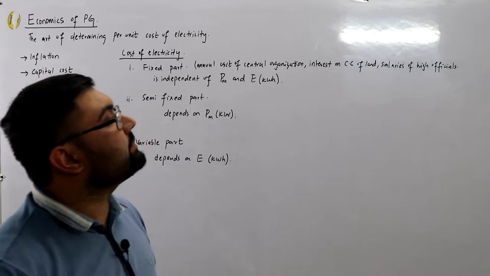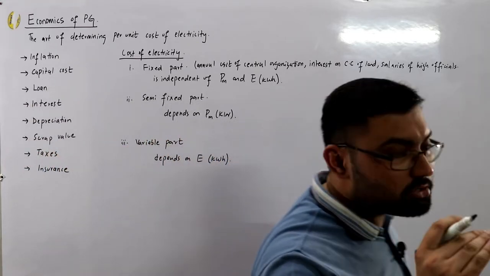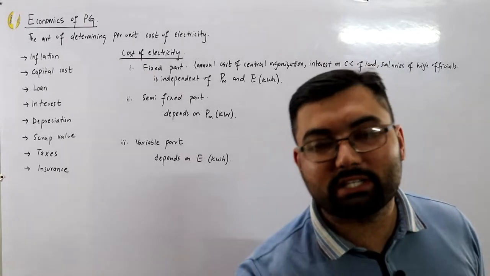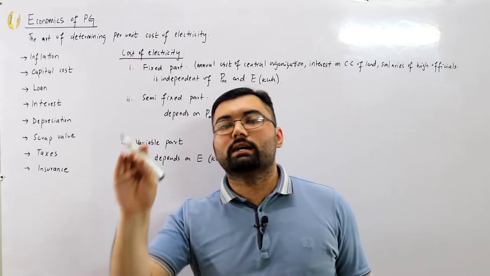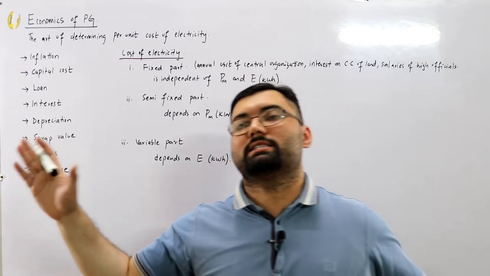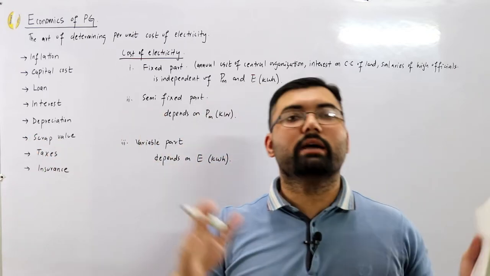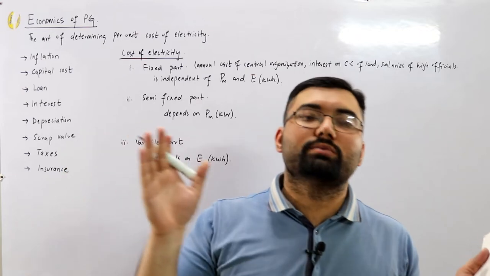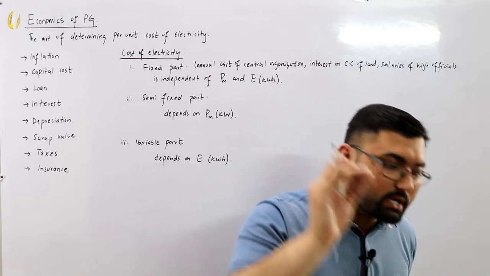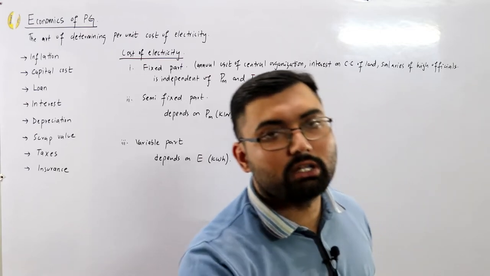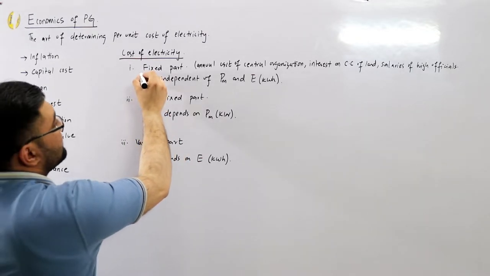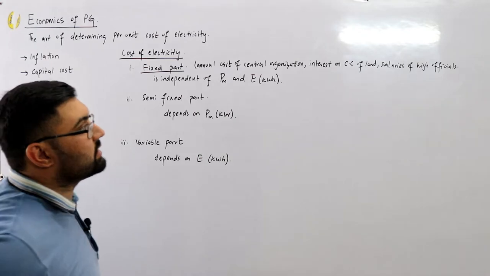So let us take the capital cost of the land. The capital cost of the land is fixed. You have to pay a fixed interest on that. Either you are installing a small power station or a larger power station, having a smaller maximum demand or a larger maximum demand, generating a smaller number of units or a larger number of units, the land is the same. The capital cost on the land is the same. The interest on the capital cost is the same. This would be included in the fixed part.